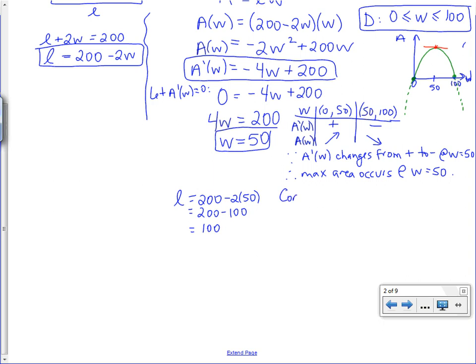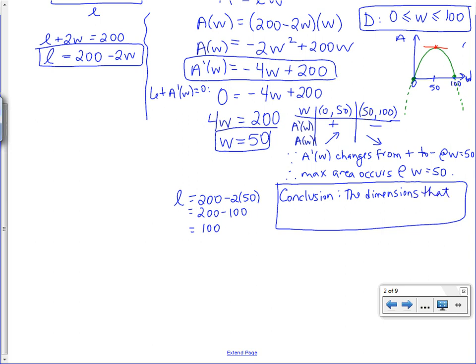So final conclusion. The dimensions that produce max area are, now in this case, normally for rectangles we're used to just going big number times small number, but I think it's better to say when L equals this many meters and W equals this many meters, so that if I'm ever confused about which side is which with the ropes, I can go back to the picture and see this is L and this is W. So L equals 100 meters and W equals 50 meters.